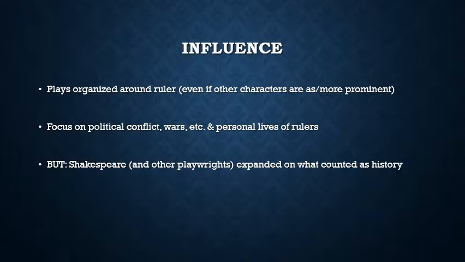With that in mind, we can think about just what influence the chronicles had on Shakespeare. So we see that the plays are titled based on the ruler. They're organized around a central ruling figure, even if other characters are as prominent or more prominent. For example, in the Henry IV plays, we can make an argument that Falstaff, Prince Hal, and Hotspur are equally as prominent as the king, or perhaps even more prominent. Whereas in a play like Richard III, Richard is definitely the dominant figure. In the Henry VI plays, Henry VI is often not the dominant figure. But they still are organized around the ruler as the central figure that the action surrounds.